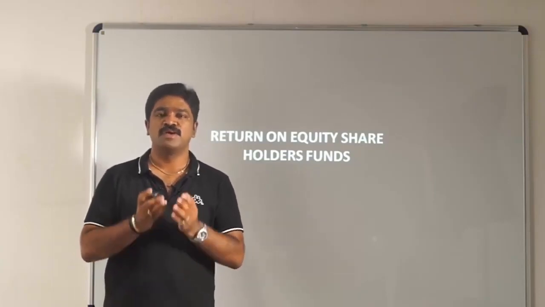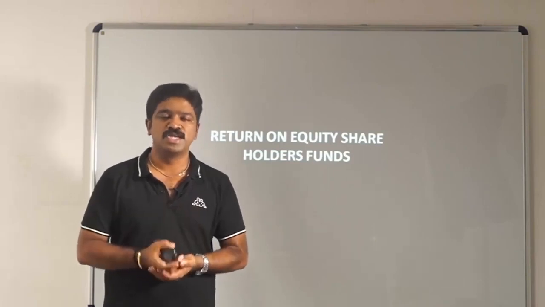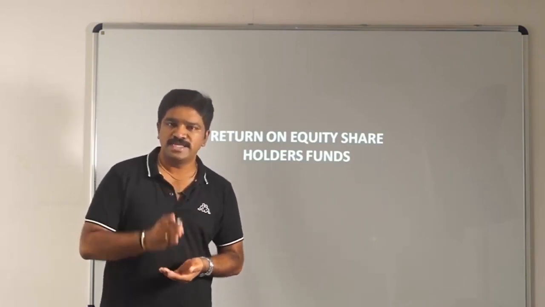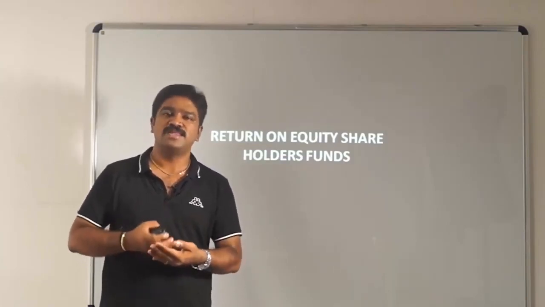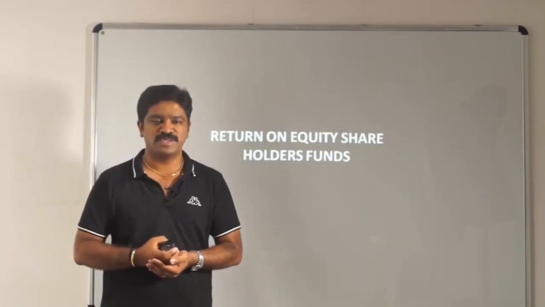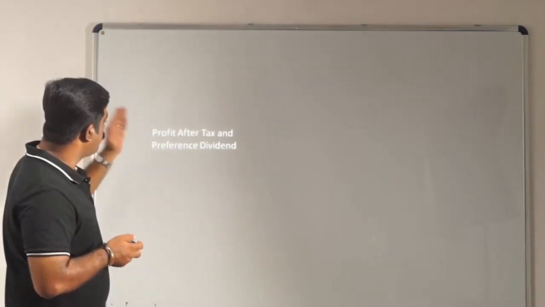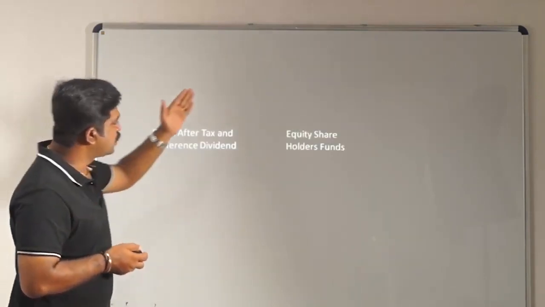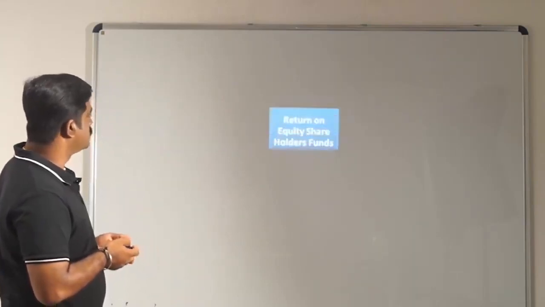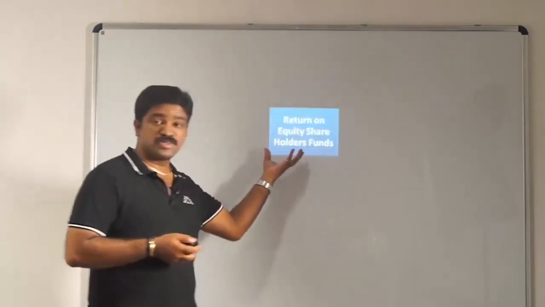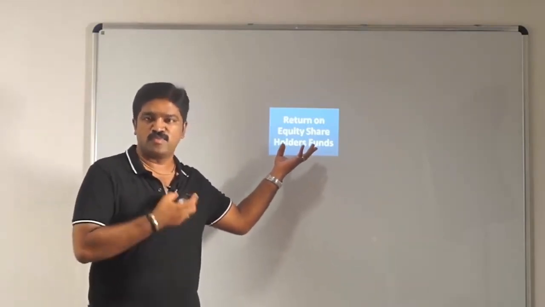No. Why? Because from profit after tax, some portion has to be distributed to preference shareholders. So profit after tax less preference dividend will give earnings available for equity shareholders, and that should be compared with equity shareholders funds, and that talks about return on equity shareholders funds. Let's see. Profit after tax less preference dividend should be compared with equity shareholders funds, and that gives us the ratio.